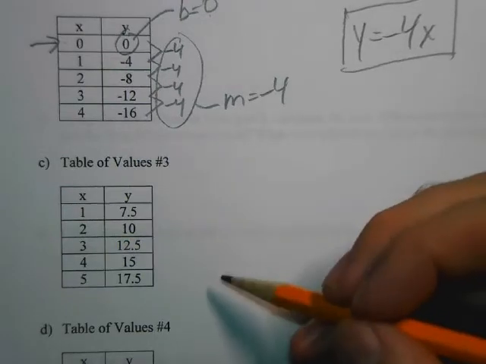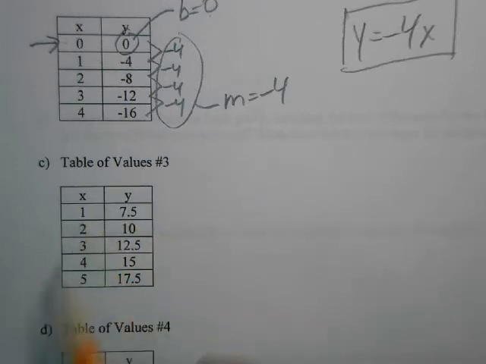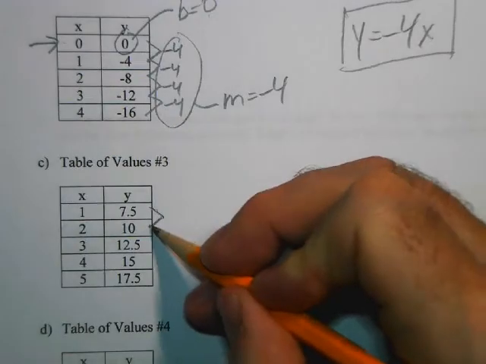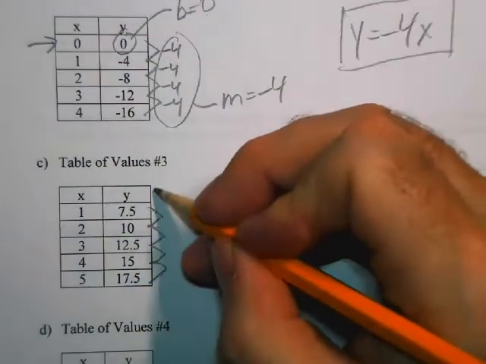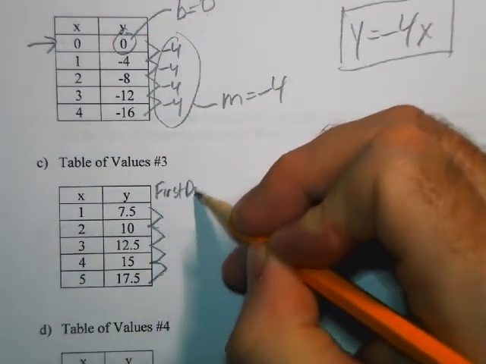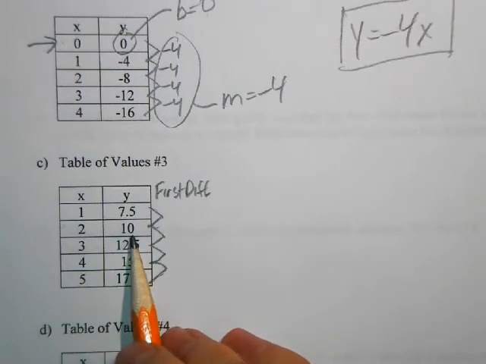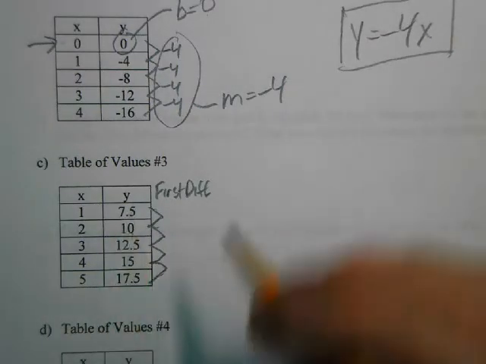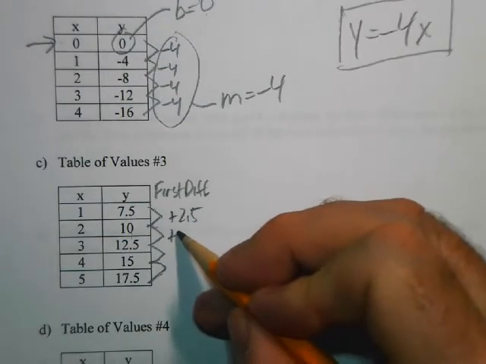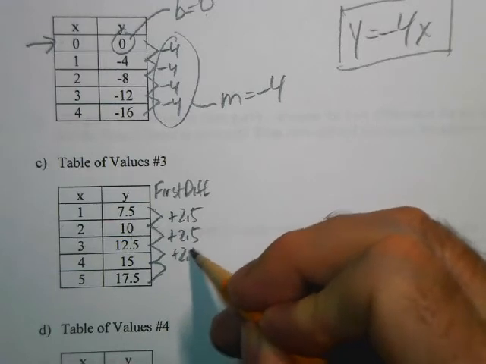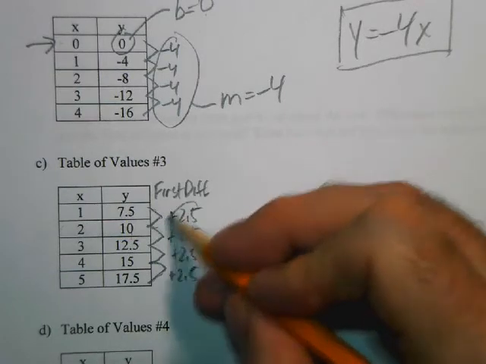Okay, so this time, if I go looking for the y-intercept, we don't have an entry for x equals 0. So let's put that on the back burner for a second. Let's figure out the first differences. Okay, so I went from 7.5 to 10, or 10 minus 7.5, plus 2.5, plus 2.5, etc. So we know that is our slope.